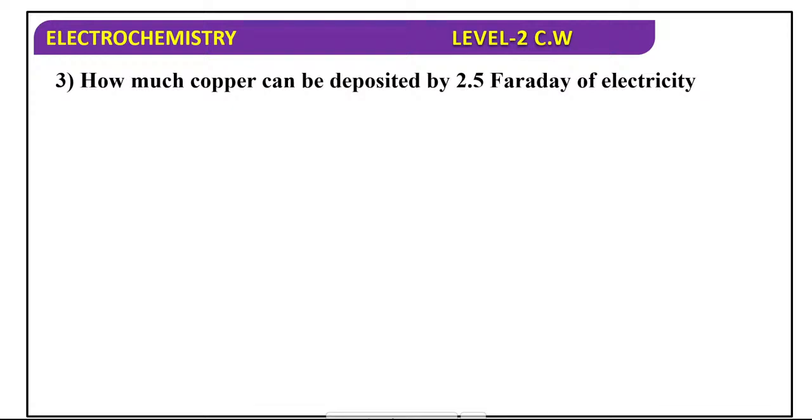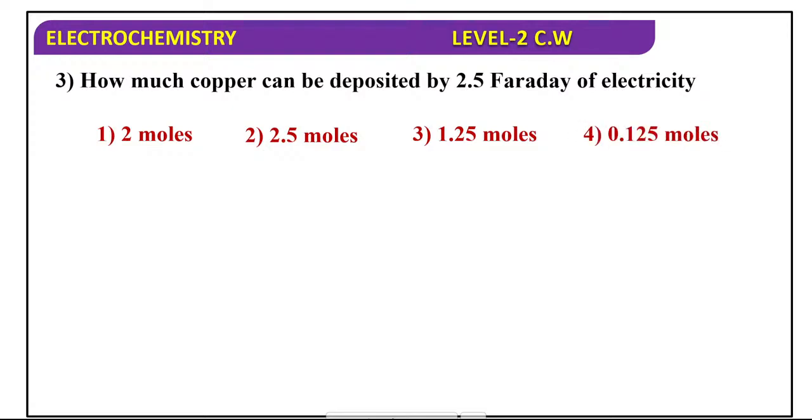Okay, how much copper can be deposited by 2.5 Faraday of electricity? So first is 2 moles, 2.5 moles, 1.5 moles, or 0.125 moles. How much copper can be deposited by 2.5 Faraday of electricity?